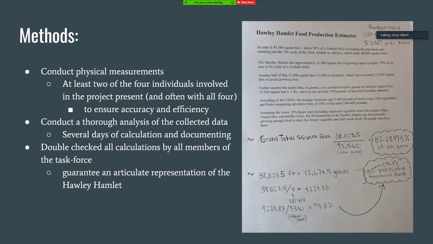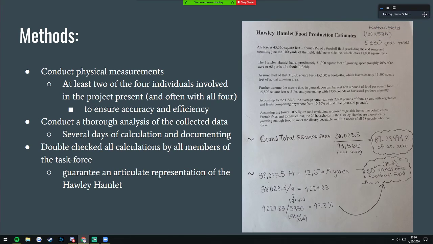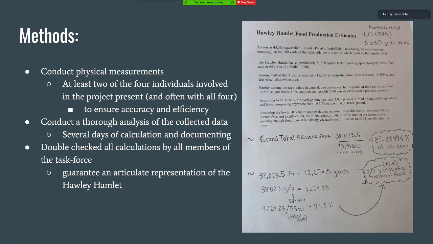So just to go over a little bit of our specific methods, we first off conducted some physical measurements of the land outside. Most of the time it was all four of us, including Parker, Victoria, myself, and Tim. But occasionally there were two of us, but we made sure that it was accurate and efficient.